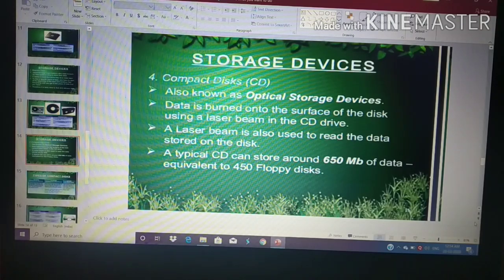In the same manner, a laser beam is put into the surface, and you can read the data on the disk. A typical CD can store around 650 MB of data, equivalent to 450 floppy disks, so much larger than the floppy disks. Okay, the CD can store 650 MB of data, much larger than the floppy disks.